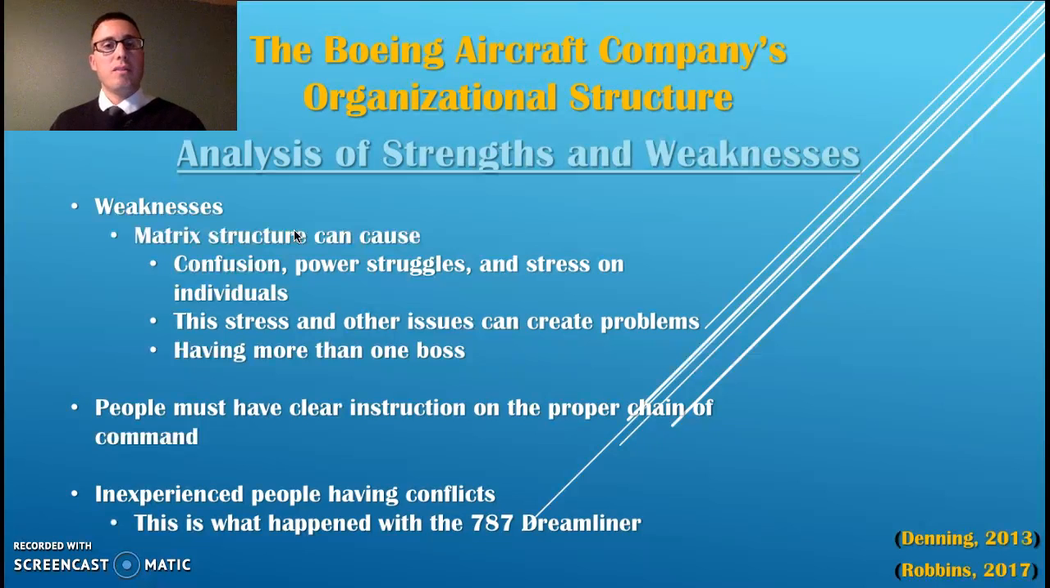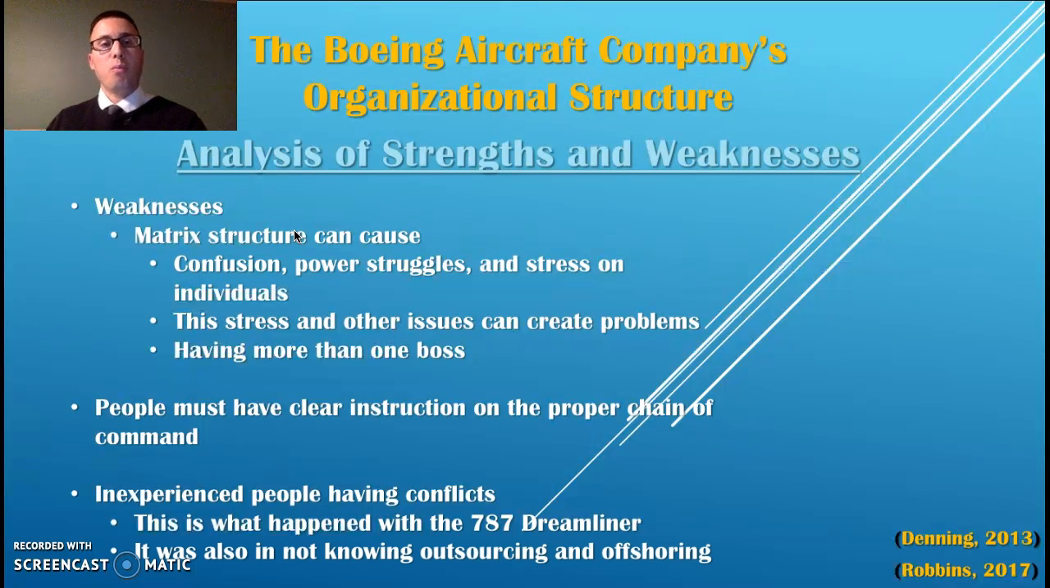And it's really, again, as I stated earlier, the problems that the 787 Dreamliner had. This is what happened with the 787 Dreamliner: the inexperienced people didn't really know what was going on, didn't know what to do, and were creating conflicts. And it had a lot to do with not knowing how to do outsourcing or offshoring.